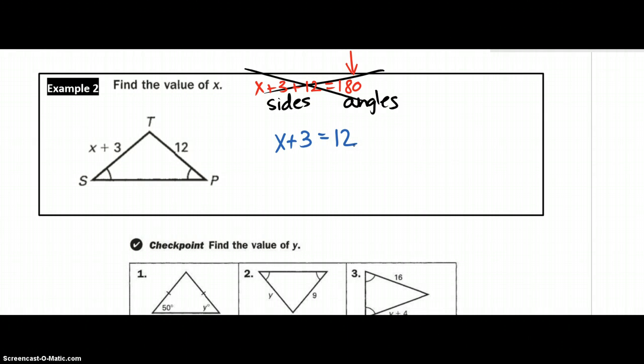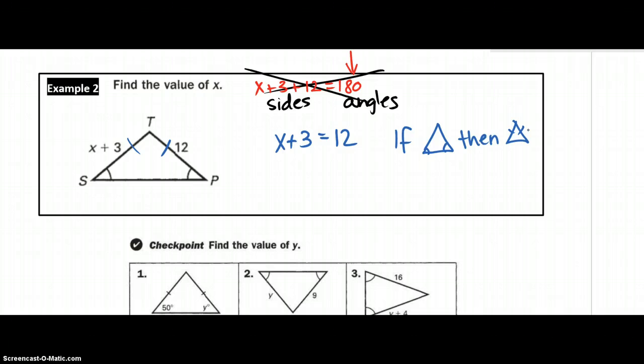x plus 3 equals 12. Why? Why are these equal or congruent? How do you know? It wasn't marked. That's right, because the angles are congruent. If the base angles are congruent, then the legs are congruent.